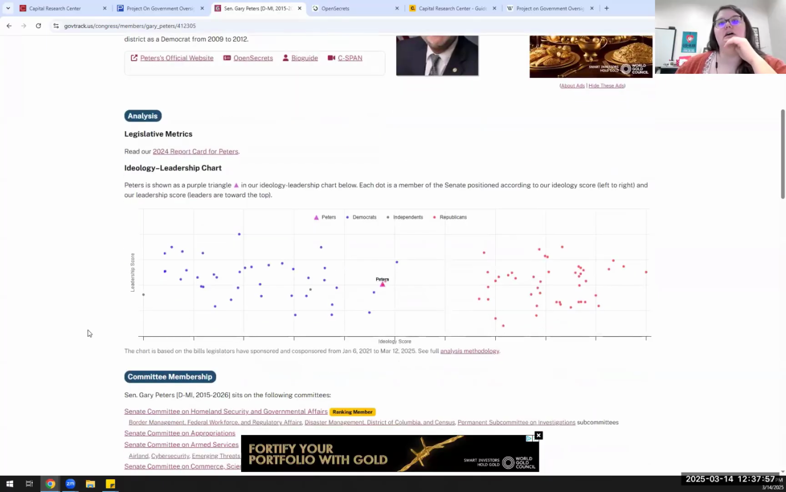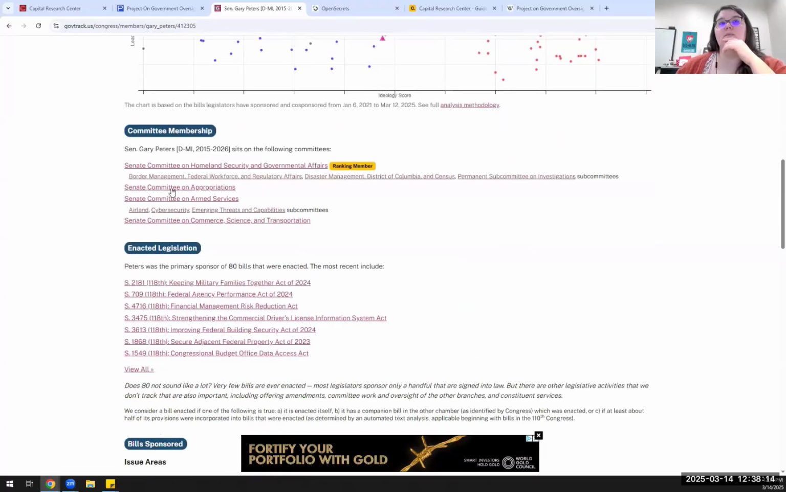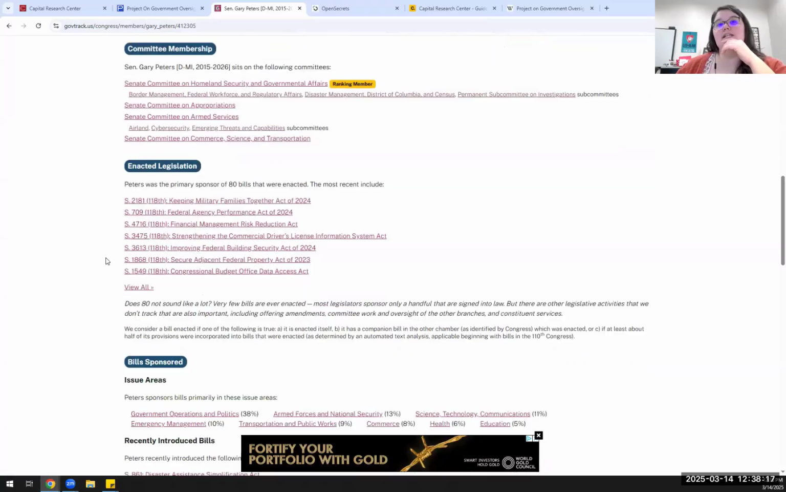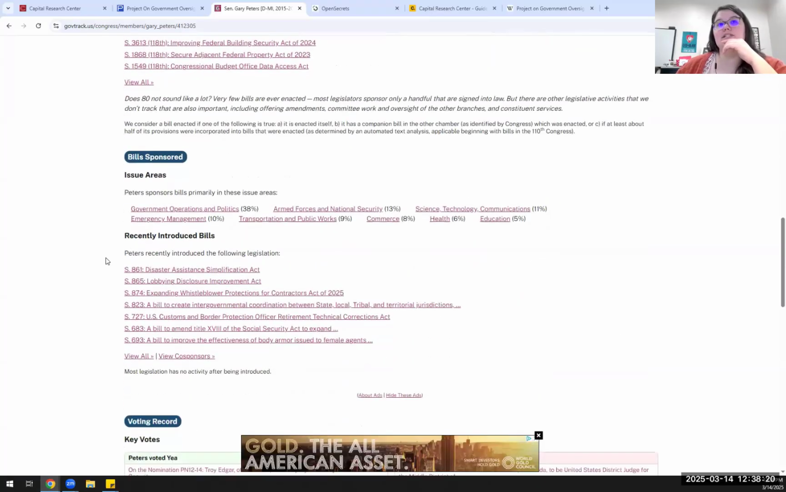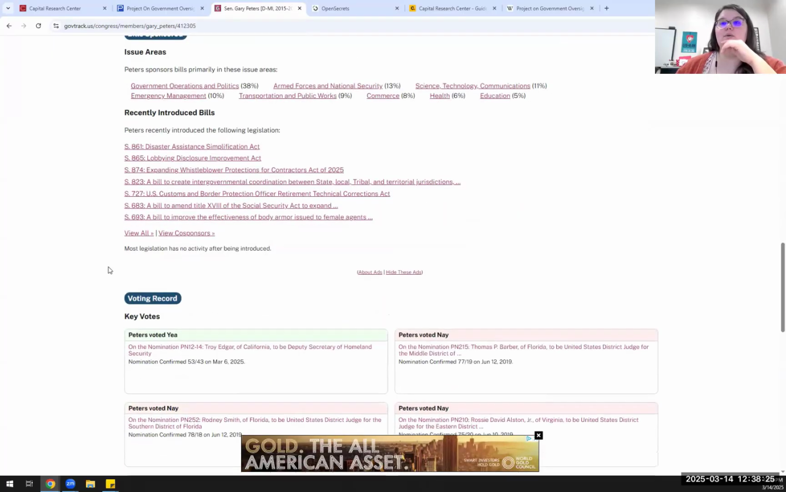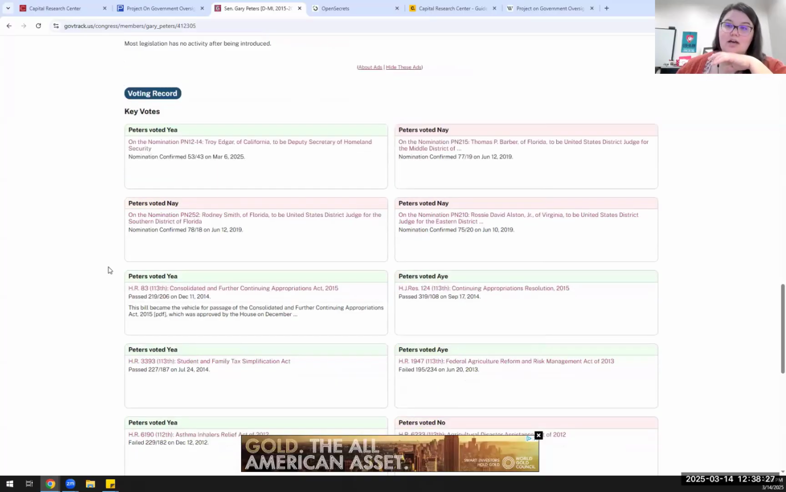And you can actually see where they are on their ideological standpoint. Most of our reps are in this kind of centrist mode here. You can see his committee membership, if he's enacted any legislation, the bills he's currently sponsoring, right? And his recently introduced things. You can look to see what his voting record is. All of this information is getting pulled from congress.gov though, okay? It's just a little bit more readable.